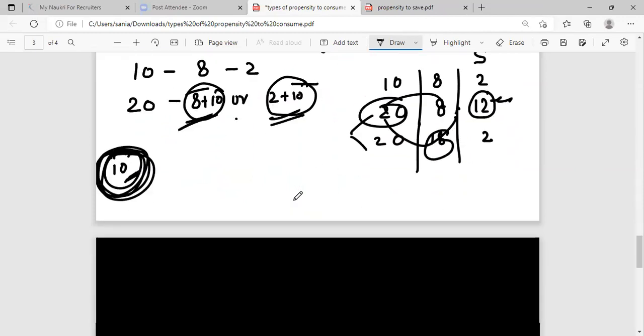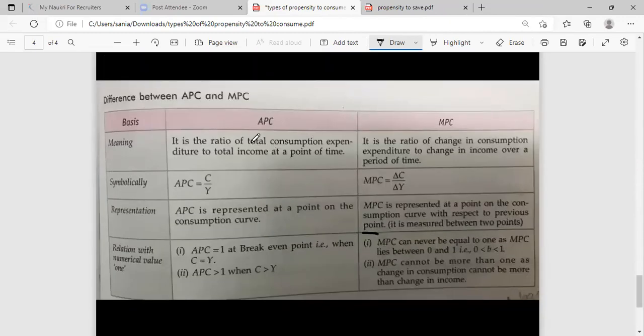Yes, ma'am. Then we did the difference between APC and MPC. What is APC? It is the ratio of total consumption expenditure to total income at a point of time. And MPC is the ratio of change in consumption expenditure to the change in income over a period of time. Remember one thing, Janam and Aditya: this is a point of time, and this is a period of time. I hope you remember that when we talk about change, it means from this to this. APC is represented with the help of the consumption curve, but MPC is represented with the help of the previous consumption. We need the previous one, then only you can find the change. Here MPC is 1; when it is less, just read it.